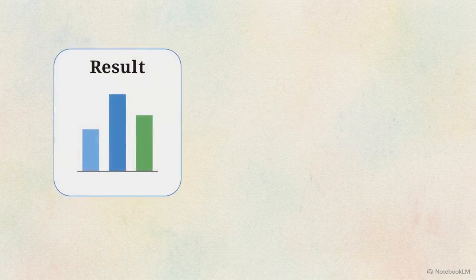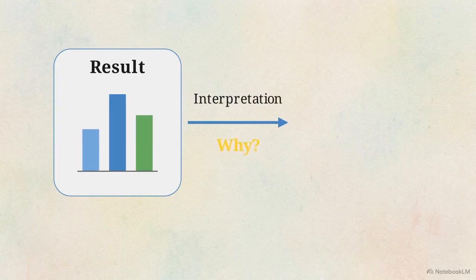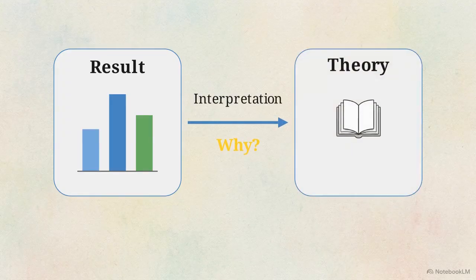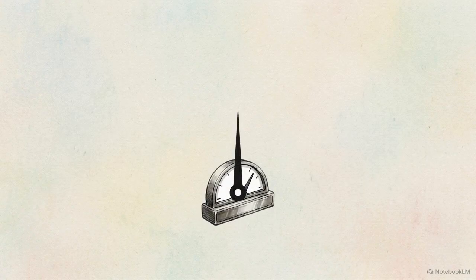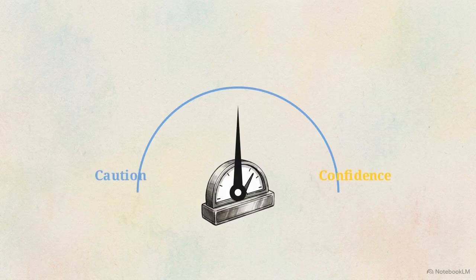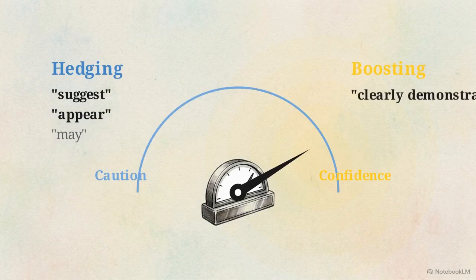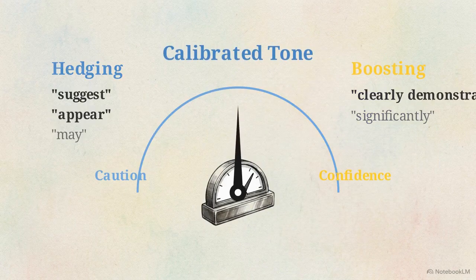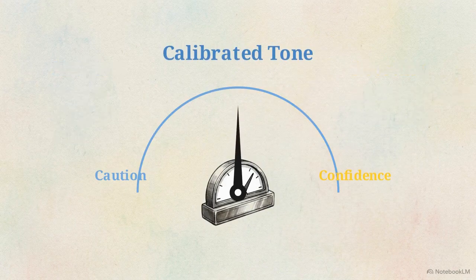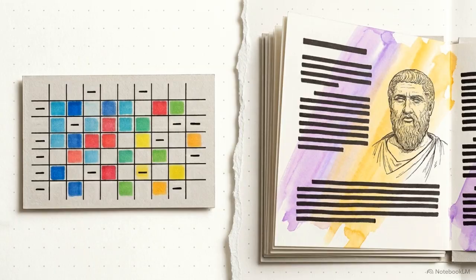Move 2 is the interpretation. Here, you explain why your result occurred or what it tells us about the study's theoretical framework. Effective interpretation relies on calibrated language. This spectrum shows how writers choose their words. Hedging uses suggest or appear for caution, while boosting uses clearly demonstrates when evidence is overwhelming. Writers modulate their tone along this scale to match their evidence, preventing overclaimed findings. Moves 1 and 2 establish the transition from reporting facts to proposing theoretical meaning.